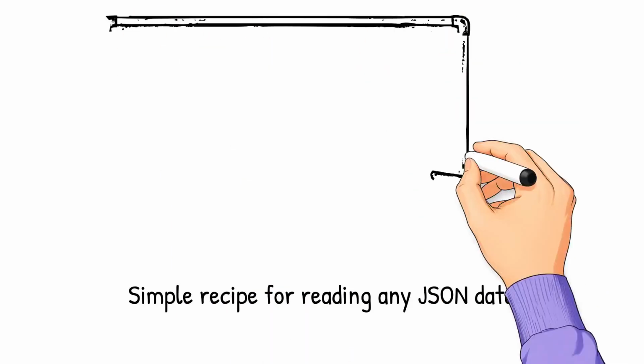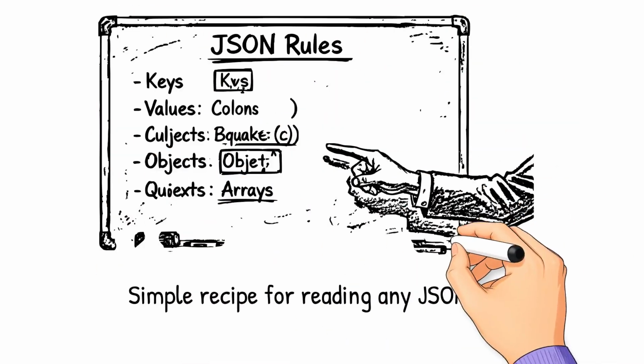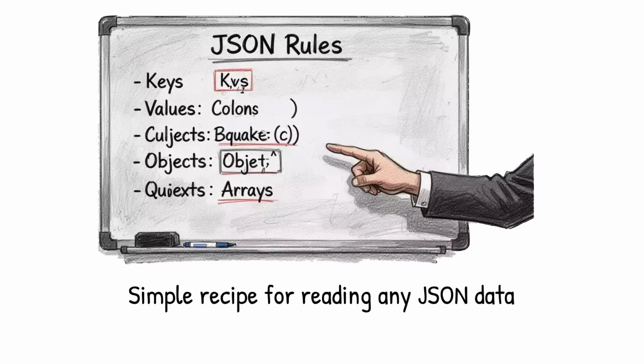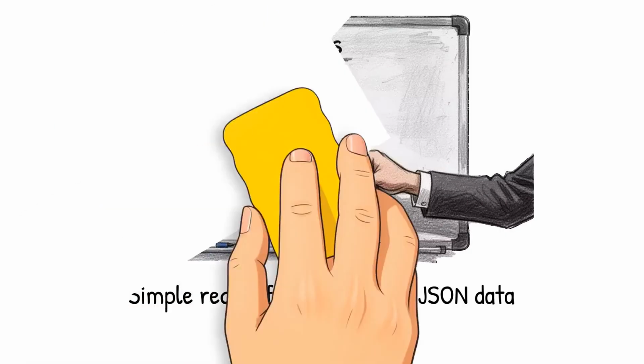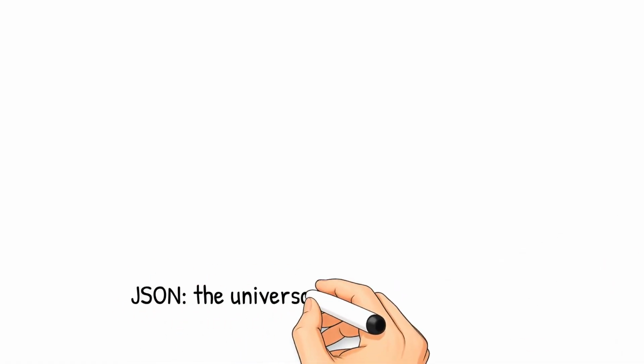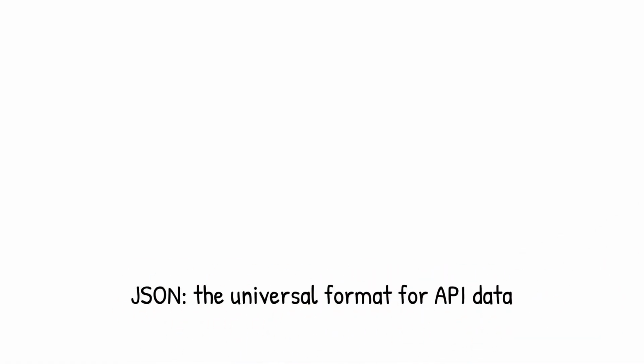To read any JSON at all, just remember this simple recipe. Find the key, that's the label. Look right after the colon, that's the value. Curly braces group one thing together. Square brackets hold a list. Text sits in quotes. Numbers and true or false do not. That's everything you need. So let's lock in today's lesson.